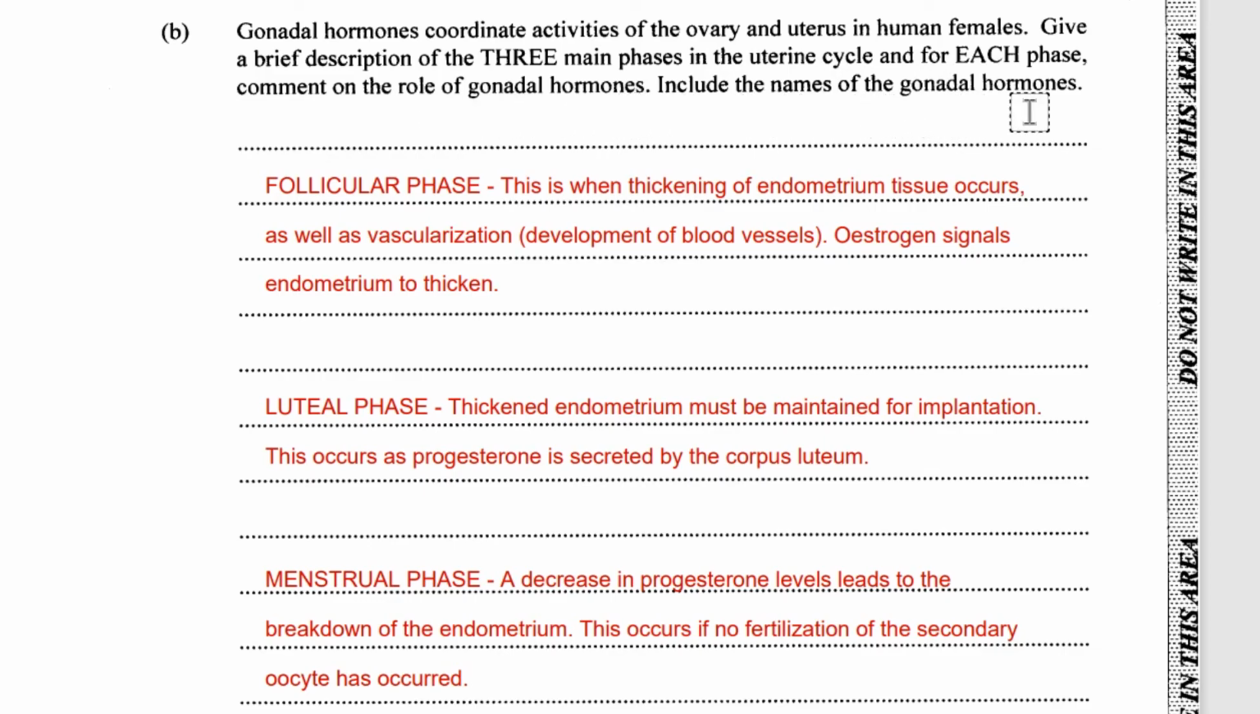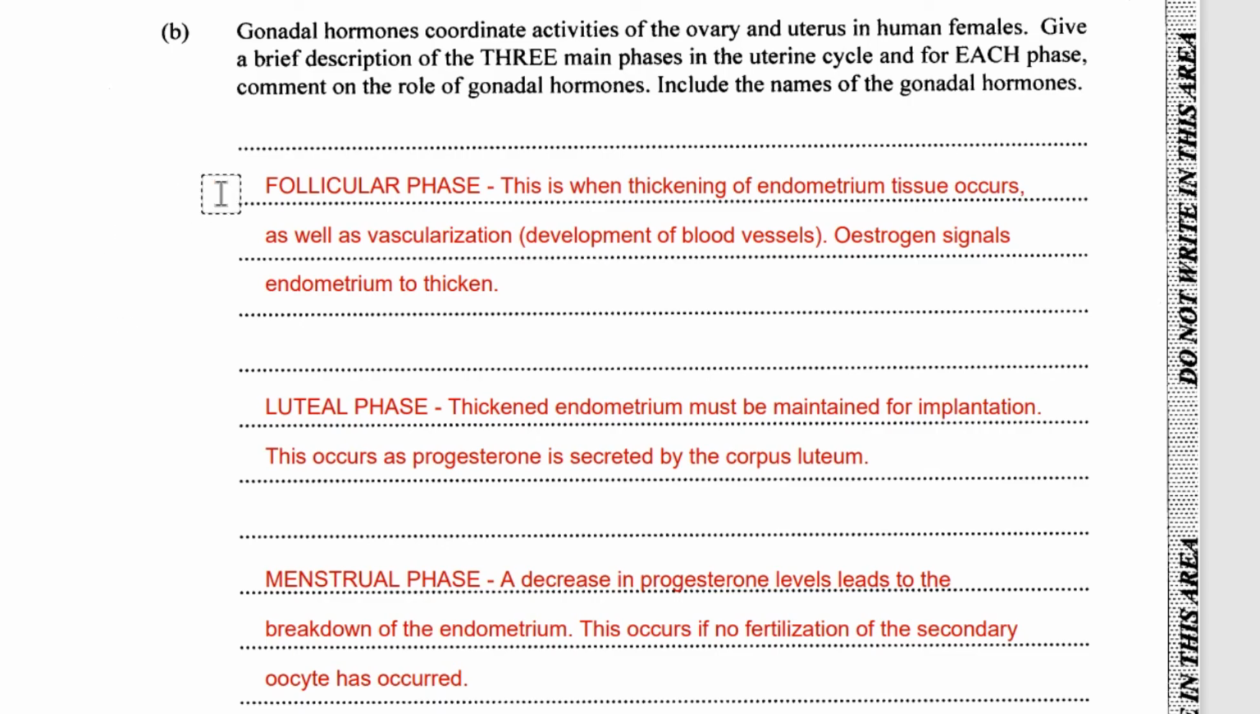Alright, so the gonadal hormones are of course the ones that are made by the gonads, and they're primarily talking about estrogen or estradiol and progesterone. Not really talking about FSH and LH, because those are the pituitary hormones, and which are not produced by the ovaries in this case. We have 3 phases we're going to look at. We have the follicular phase, the luteal phase, and the menstrual phase.